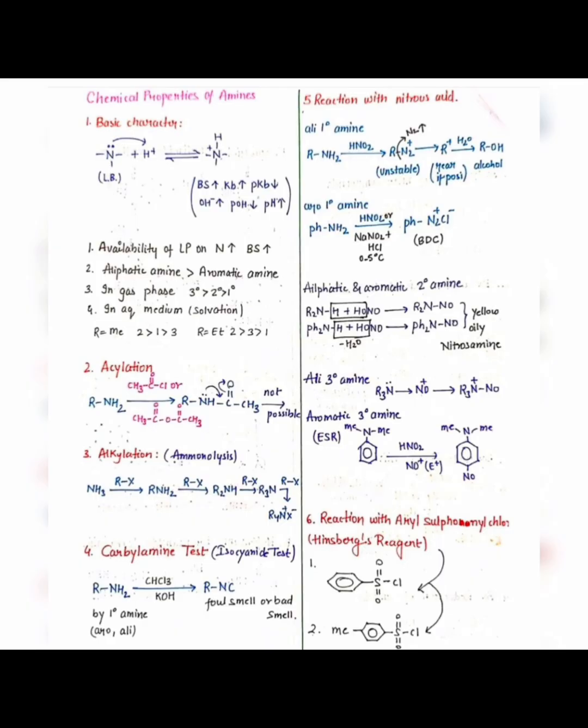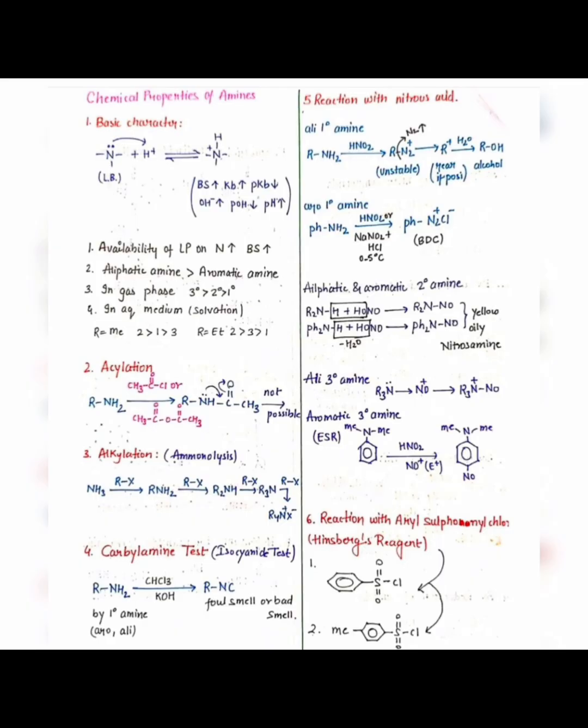As the basic strength increases, the value of Kb also increases and the pKb value decreases. Means the concentration of OH- of bases increases, then the value of pOH decreases and the value of pH increases. The reason behind it is the availability of lone pair of electrons on the nitrogen atom increases, and hence the basic strength of amines also increases.